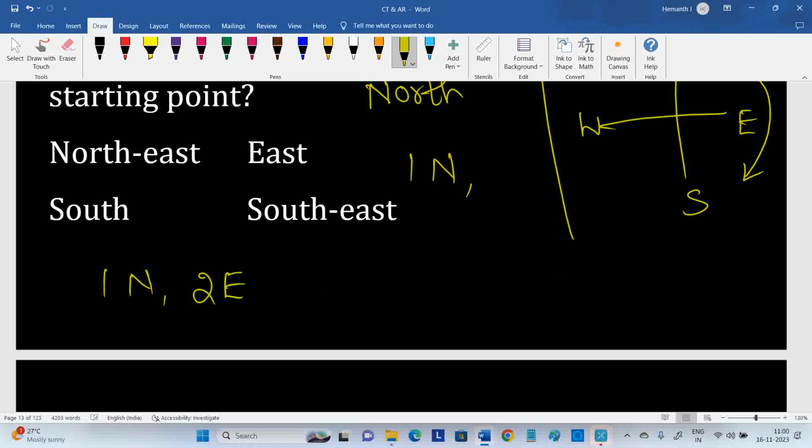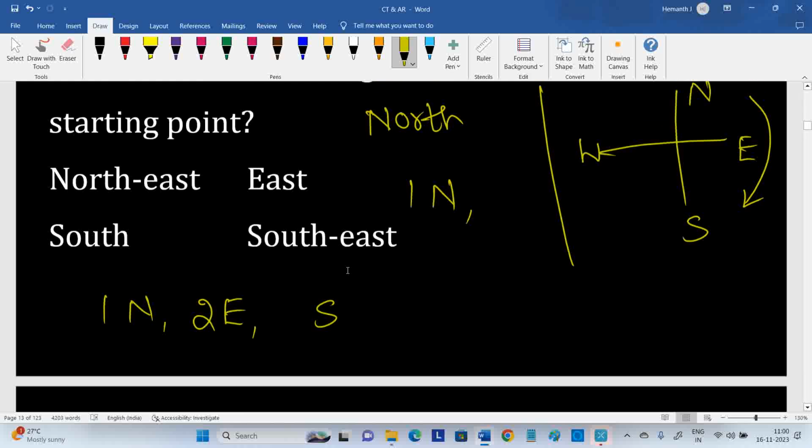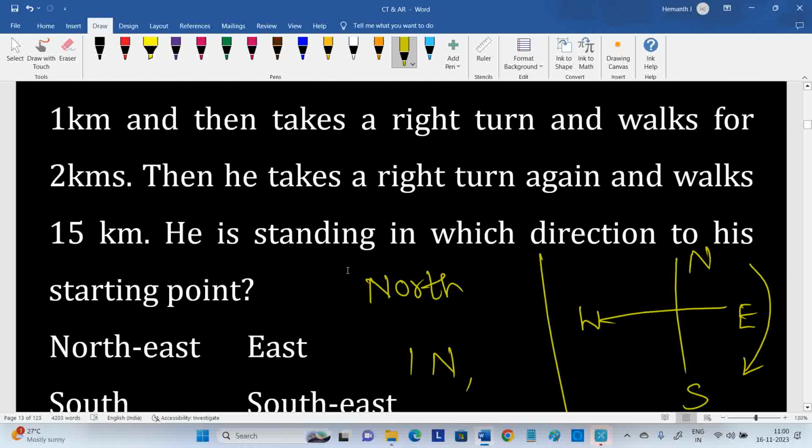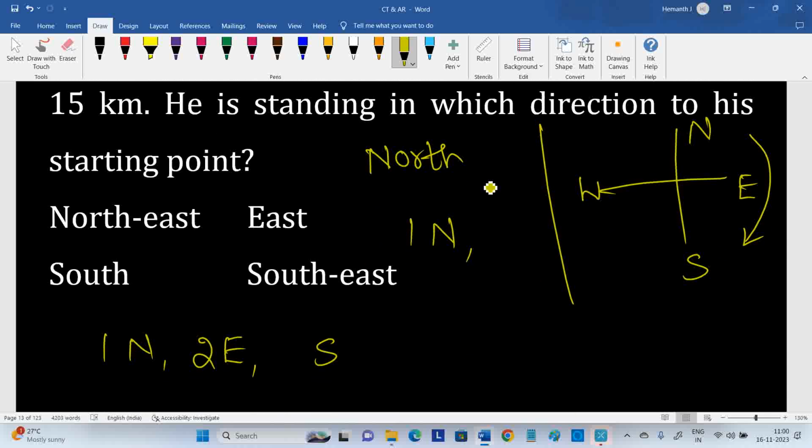2 kilometers east. Again he turns, which direction? Right means from east you are going to south. Right means it's like clockwise. After east on the right side, what will come? Clockwise, south. South how much distance? 15 kilometers. So he turned right and walked 2 kilometers and again turned right for 15. Now in which direction does he need to walk? In which direction is he standing relative to his starting point?